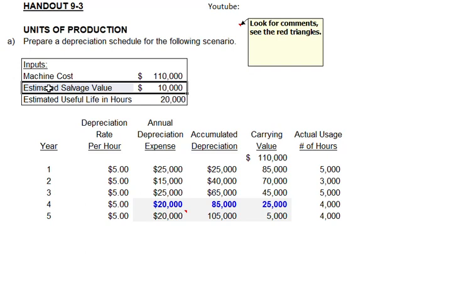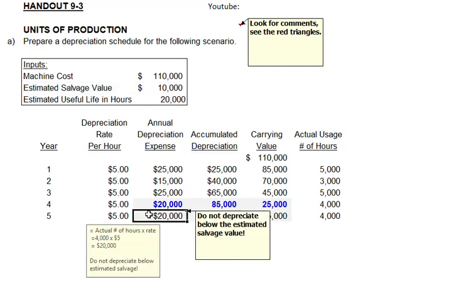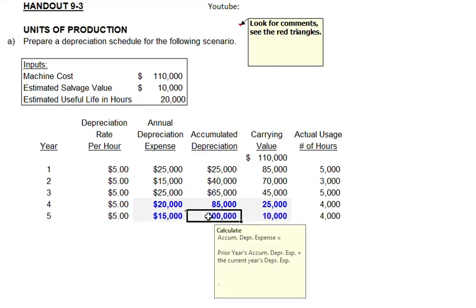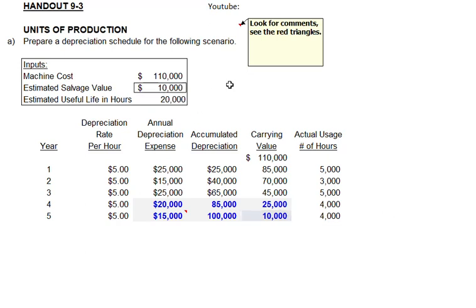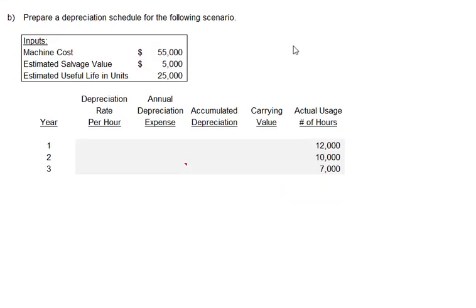We never want to depreciate below our estimated salvage value. So in year 5, we won't take the $20,000 in depreciation expense. We just have $15,000 we can take, because if we take $15,000, that gives us $100,000 in accumulated depreciation and brings us down to our estimated residual value. So in our units of production or usage methods, we need to be sure that we don't depreciate below our estimated salvage value.